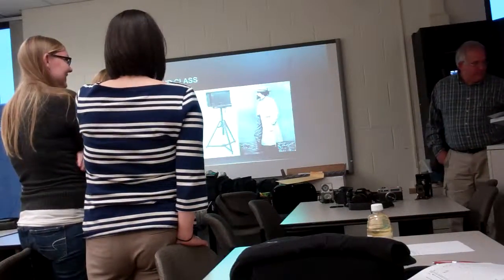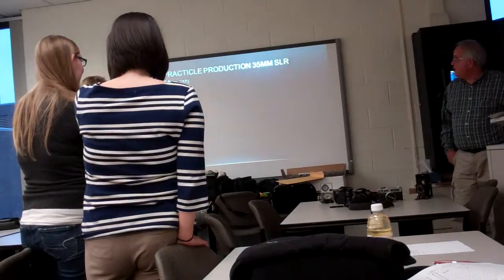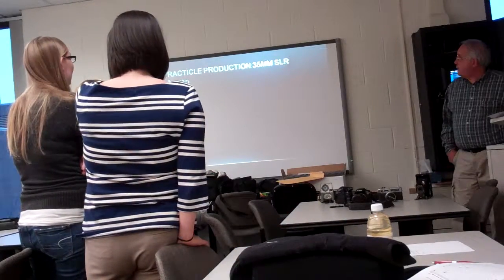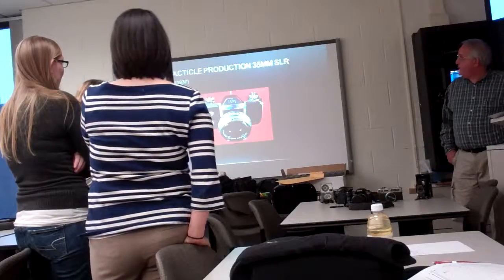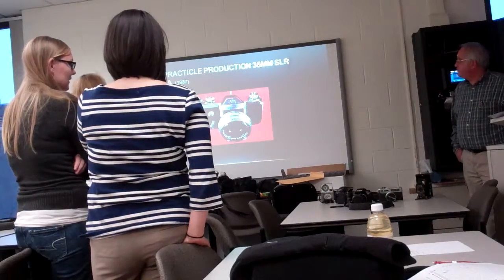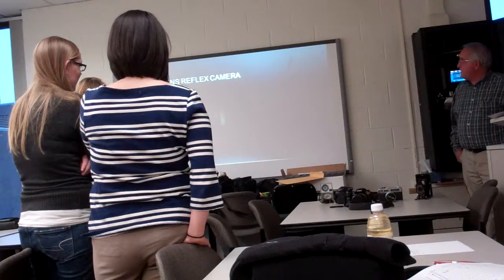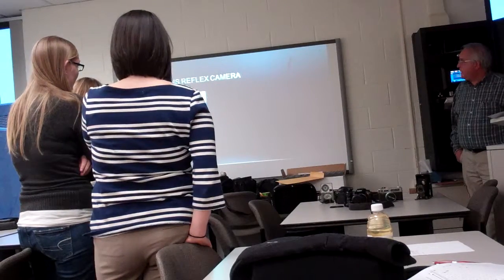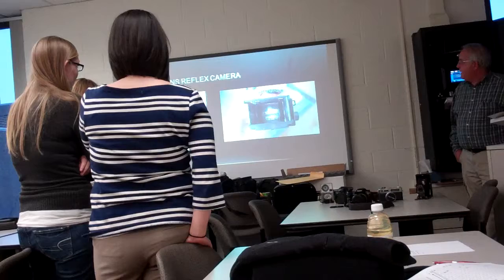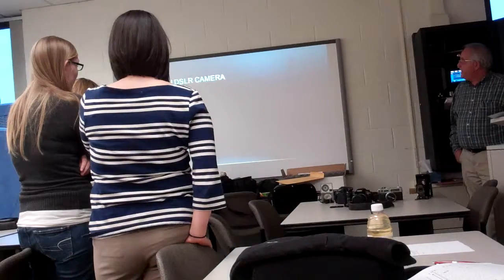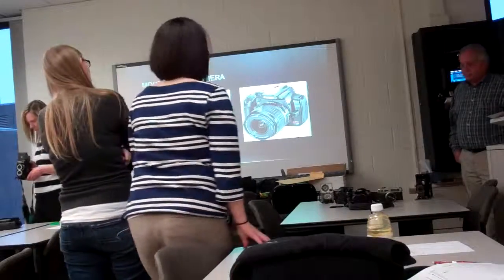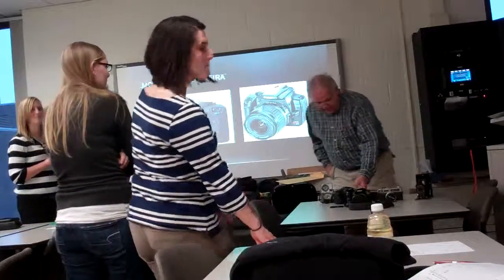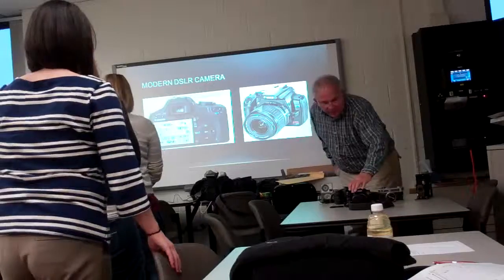Okay, I'm going to keep on going here because I know time is short. So the first practical production 35mm SLR camera looked like this. It was 1937. And then the twin lens reflex was that right there, and that's the image that you're seeing. And then you have the modern digital SLR cameras, and that's the front and back. That would be this one right here.